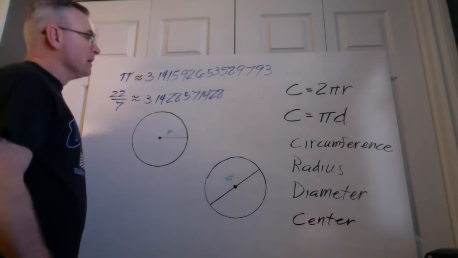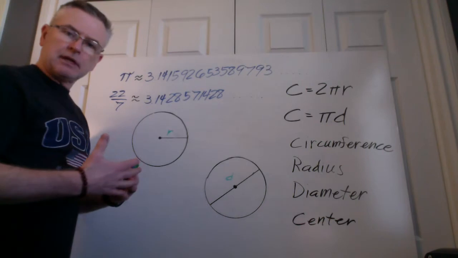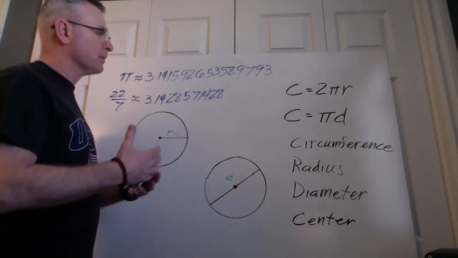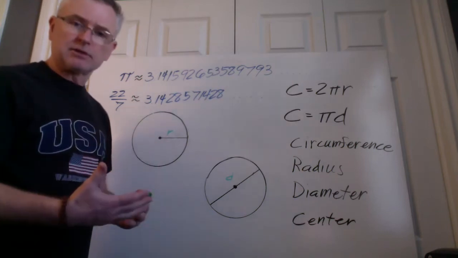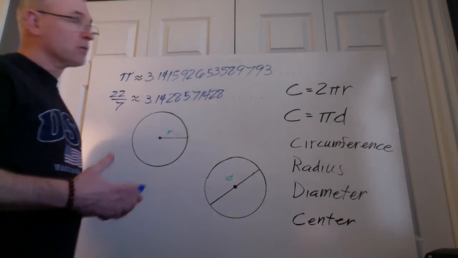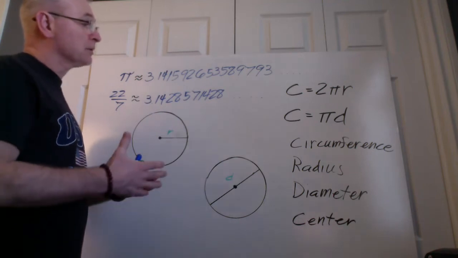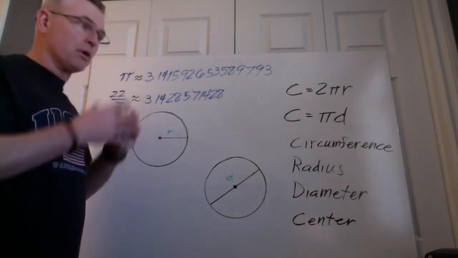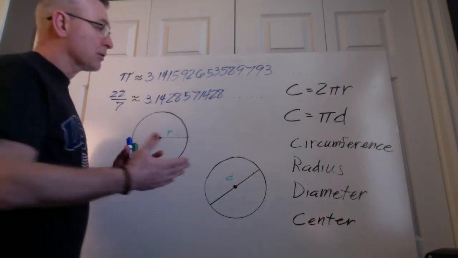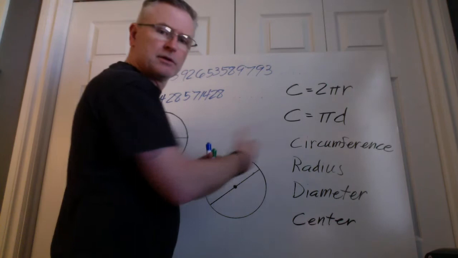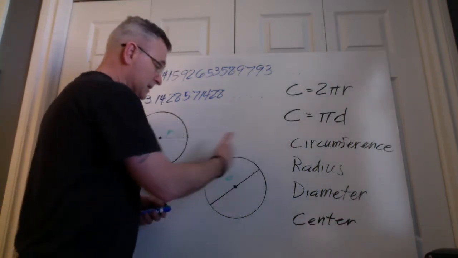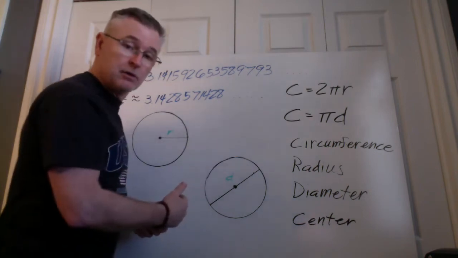What we're going to look at here is calculating circumference, which is the distance around circles, or the length around a circle. Before we do that, we need to make sure that we're all dealing with the same common vocabulary. So the word circumference is our first. Circumference is the distance or the length around a circle.